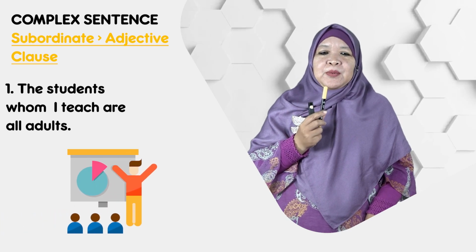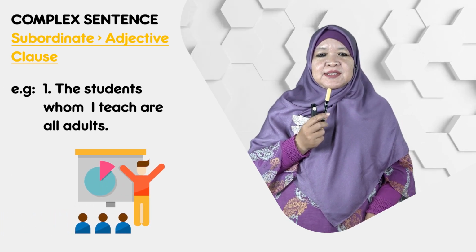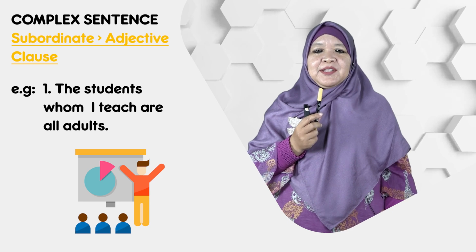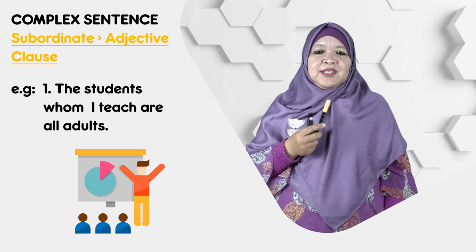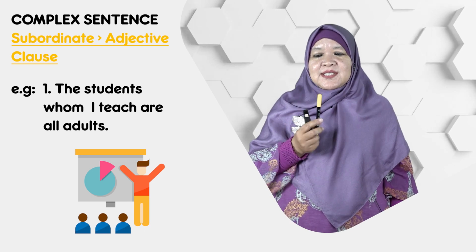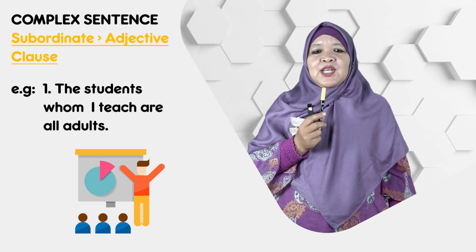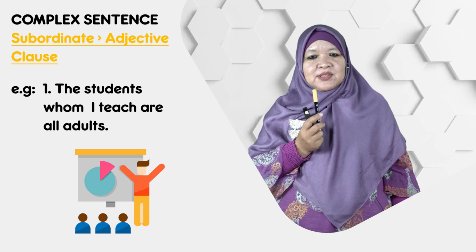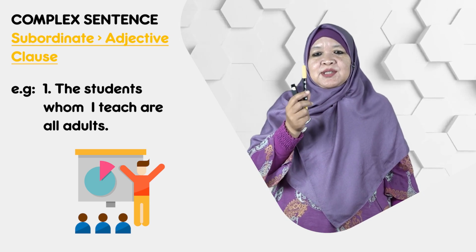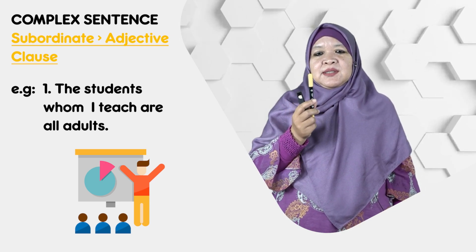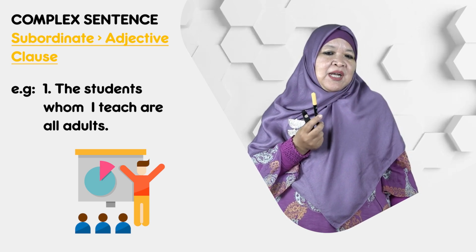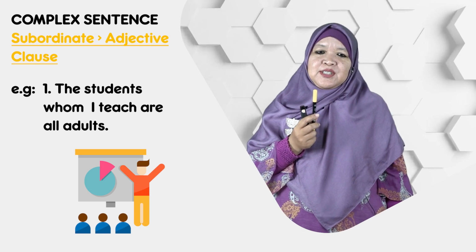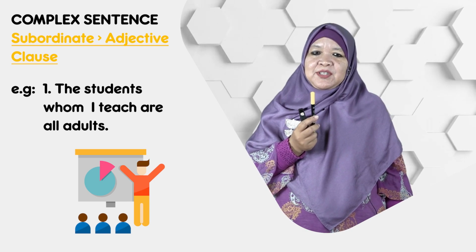Okay, now for example, the sentence is: The students whom I teach are all adults. This sentence actually has a mother clause or main clause and a baby clause, a subordinate clause, which is an adjective clause. How can you recognize that this is an adjective clause, baby or subordinate?